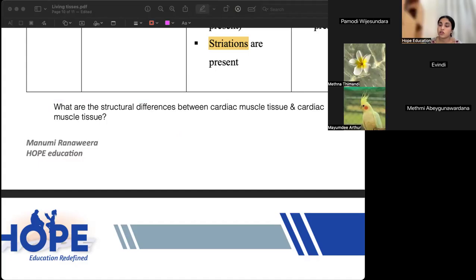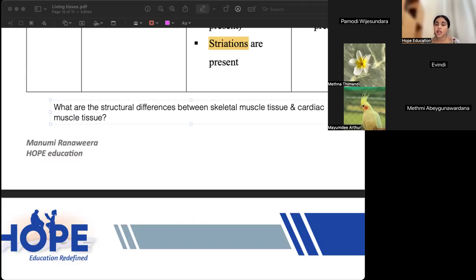There's something wrong with the question. It says, what are the structural differences between cardiac muscle tissue and cardiac muscle tissue? Thanks for pointing that out. Skeletal, yes. Structural differences between skeletal muscle tissue and cardiac muscle tissue.